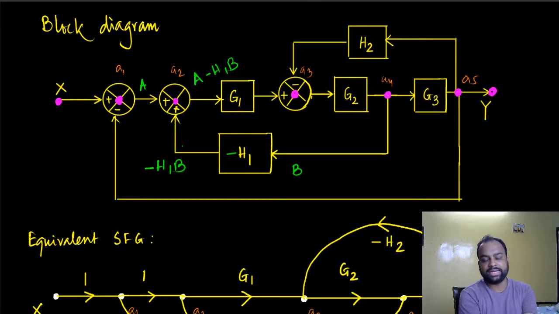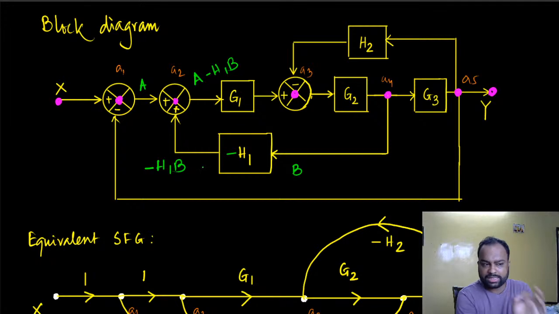Where incoming signals are added to construct the outgoing signals. So just because of that particular nomenclature, we are considering this to be a simple summing point where signal A is coming in out of this and signal minus H1B is coming in out of this. And how do I get minus H1B? Simply by putting a minus sign in the transfer function itself.